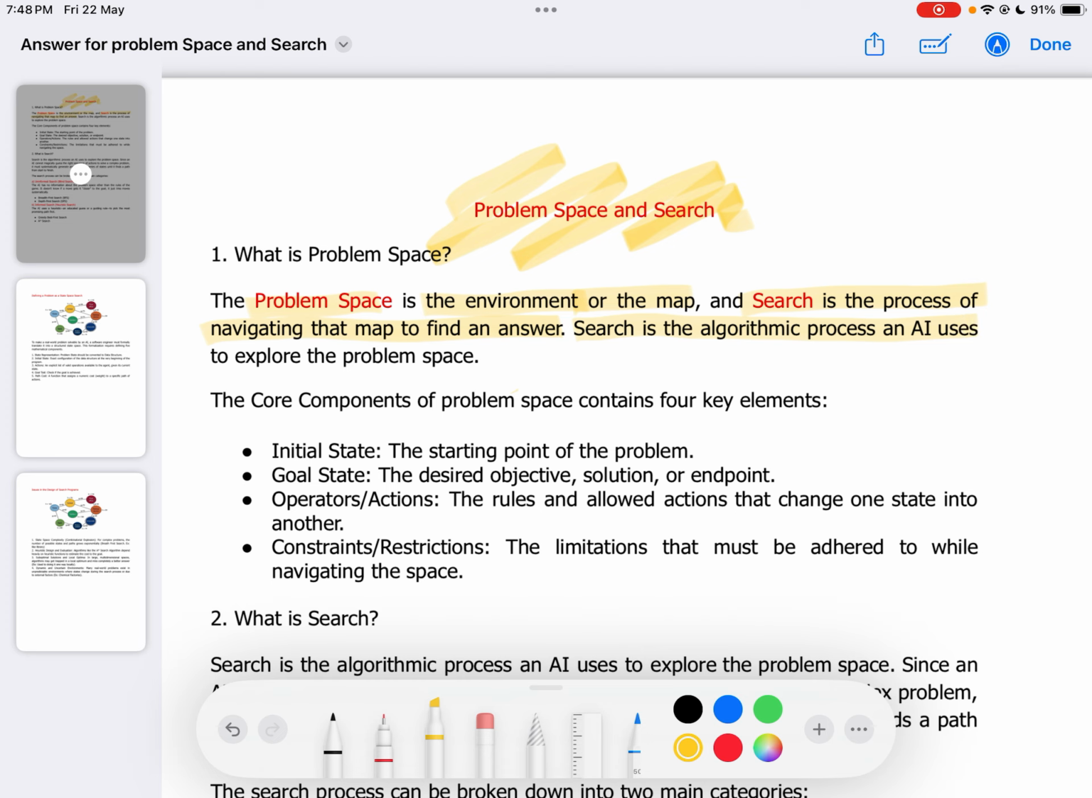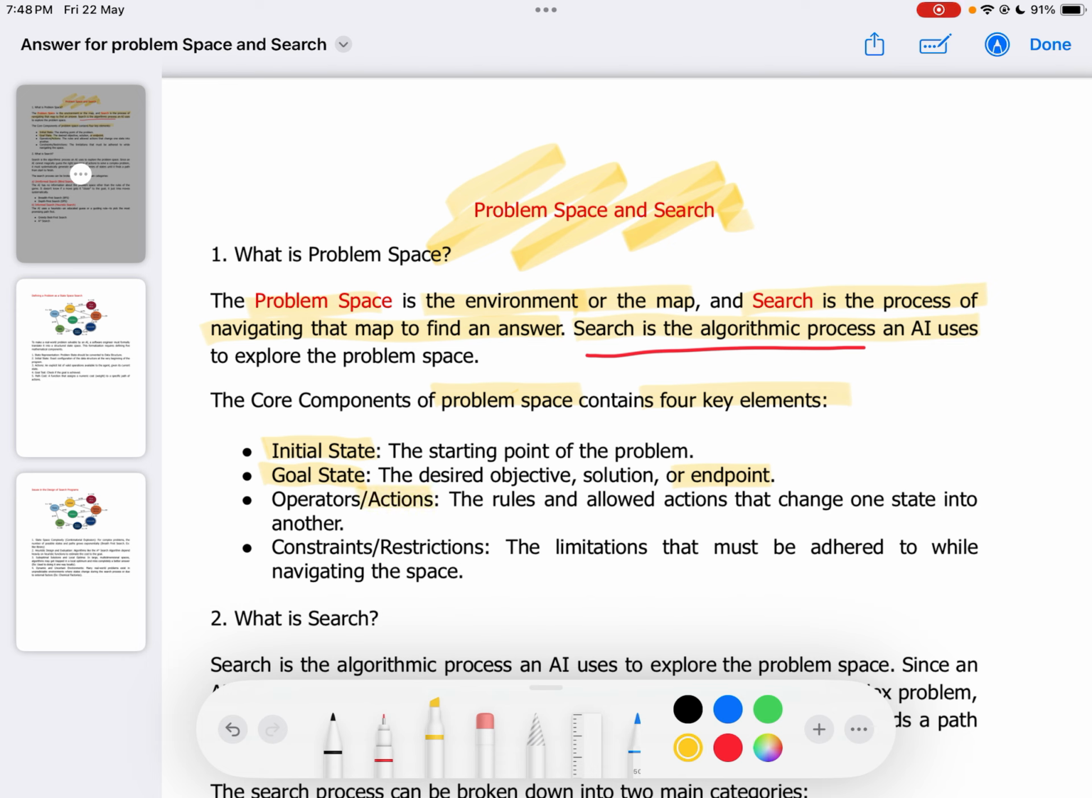Search is the algorithmic process an AI uses to explore the problem space, which means there is a systematic way which search follows to find the goal. Now there are four components in problem space. One is the initial state, the starting point of the problem. Second is the goal state, where is the end point or solution?